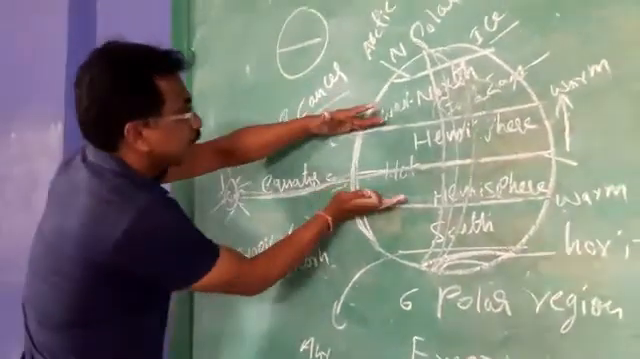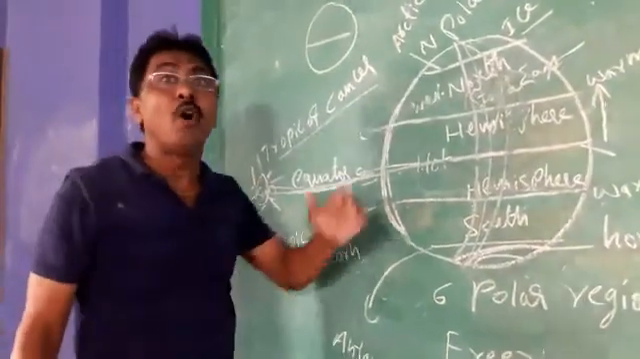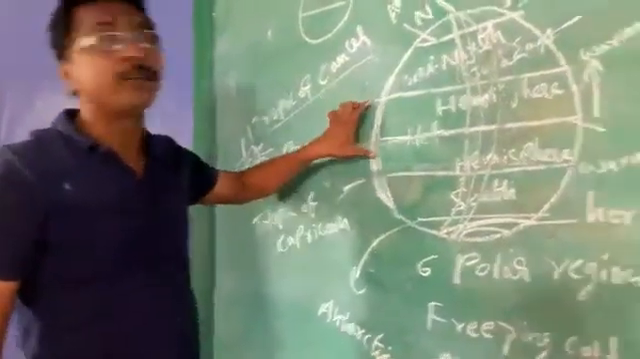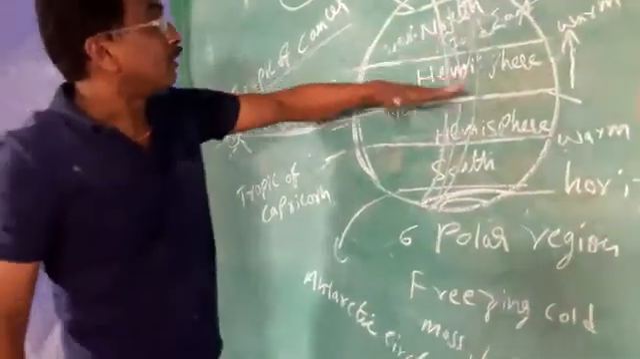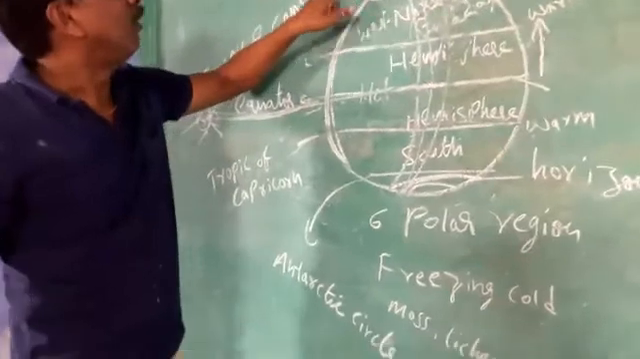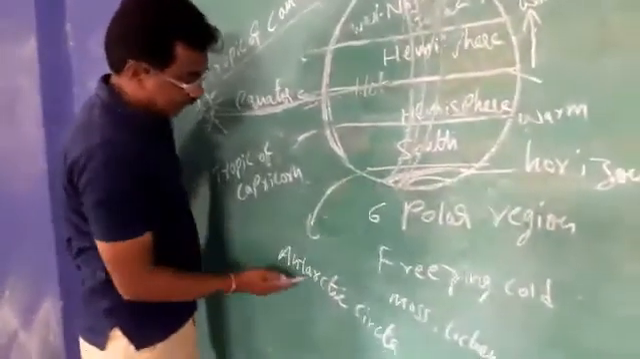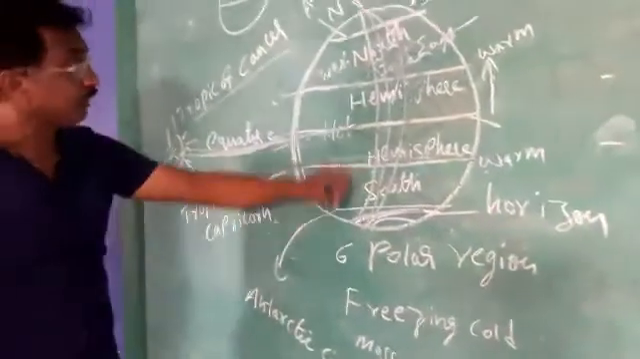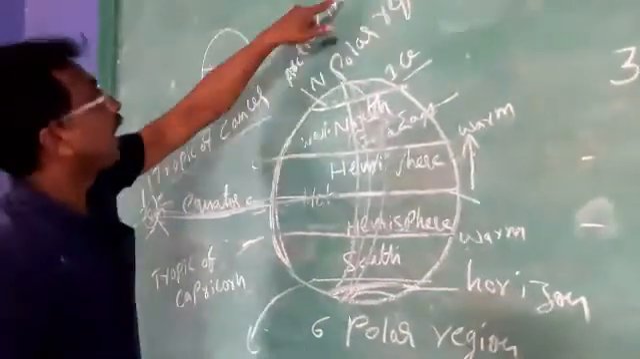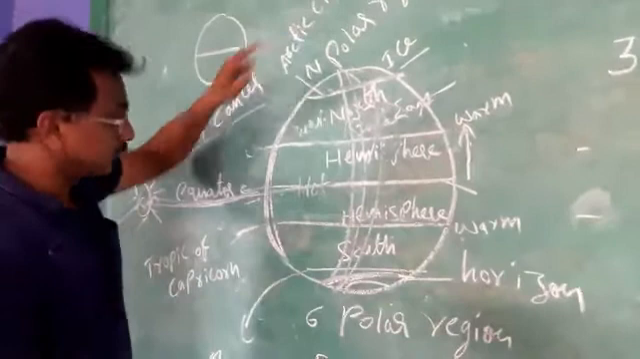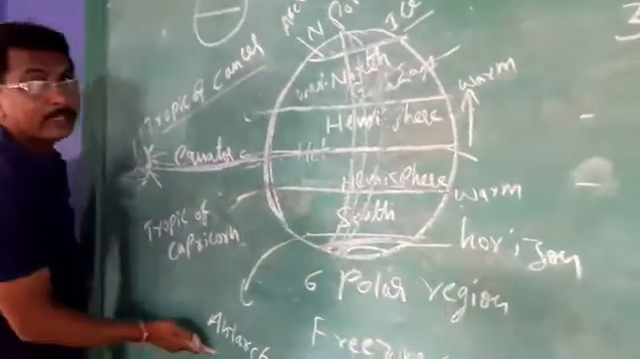Between the Tropic of Cancer and the Tropic of Capricorn, a warm climate will be there, and that is called tropical climate. And still you are far away to this one. What is that? This is called the Arctic Circle, and this is called the Antarctic Circle.